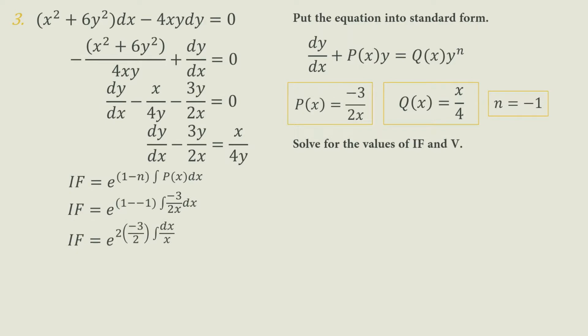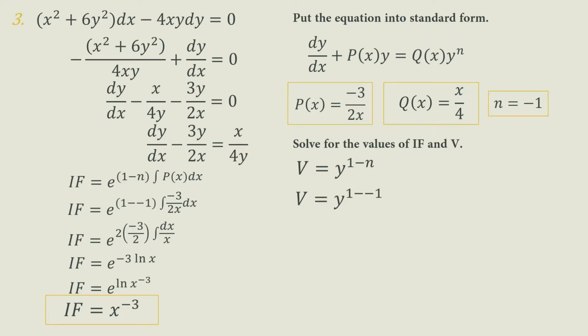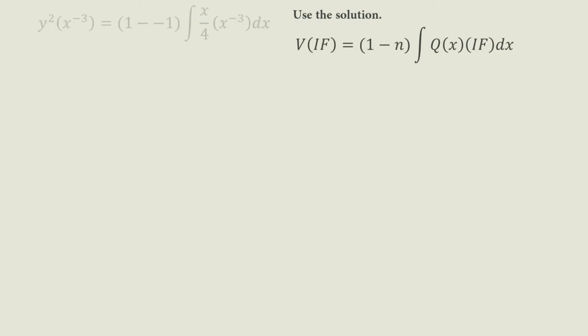And then transferring out the constant from the integral sign and simplifying further, that is negative 3 ln of x. Raising e to that exponent, that is x raised to negative 3, our integrating factor. And then solving for v, that is y raised to 1 minus negative 1, or y squared. And then using the solution, y squared times x raised to negative 3 is equal to 1 minus negative 1 times the integral of x over 4 times x raised to negative 3 dx.